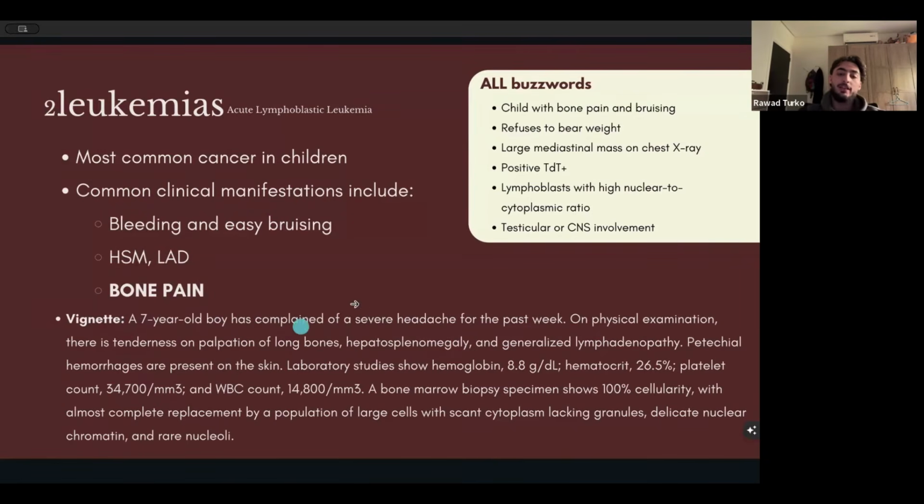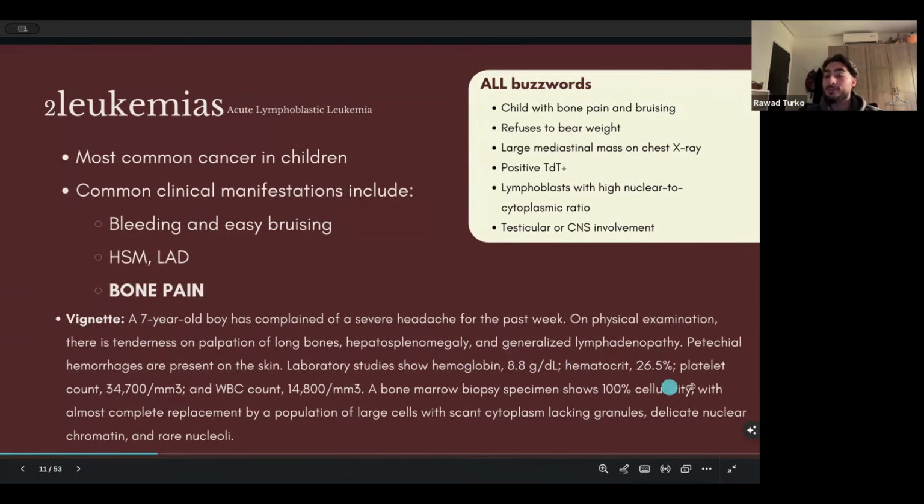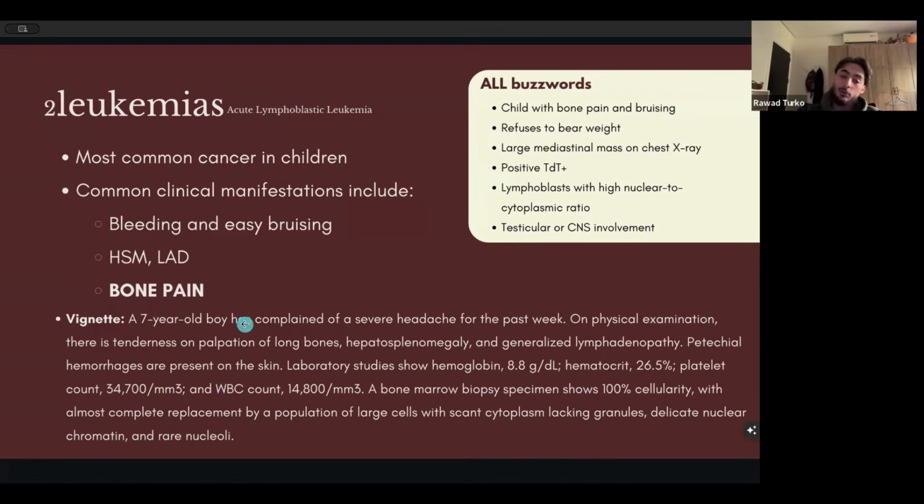A 7-year-old boy has complained of a severe headache for the past week. So there's some CNS involvement there, as we mentioned. On physical examination, there is tenderness on palpation of long bones, hepatosplenomegaly, and generalized lymphadenopathy. Petechial hemorrhages are present on the skin. Lab findings show low hemoglobin, low hematocrit, low platelets, low WBCs. A bone marrow biopsy specimen shows 100% cellularity with almost complete replacement by a population of large cells with scant cytoplasm lacking granules. This is it. As soon as we see lacking granules and delicate nuclear chromatin, we know that it's ALL. And in a small child who has also bone pain, that's ALL.